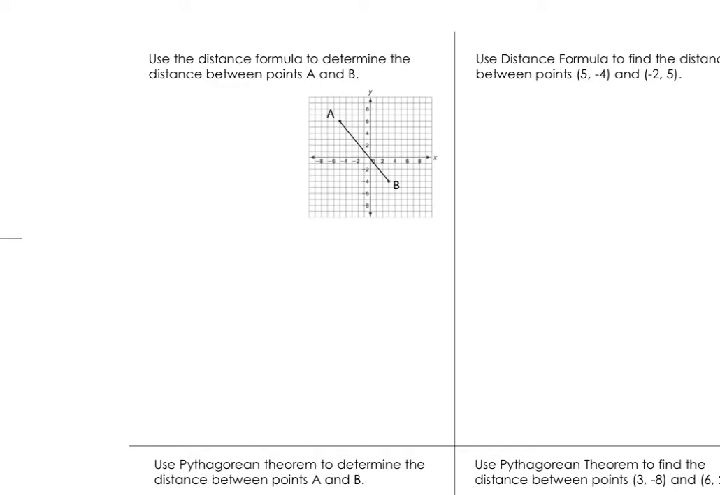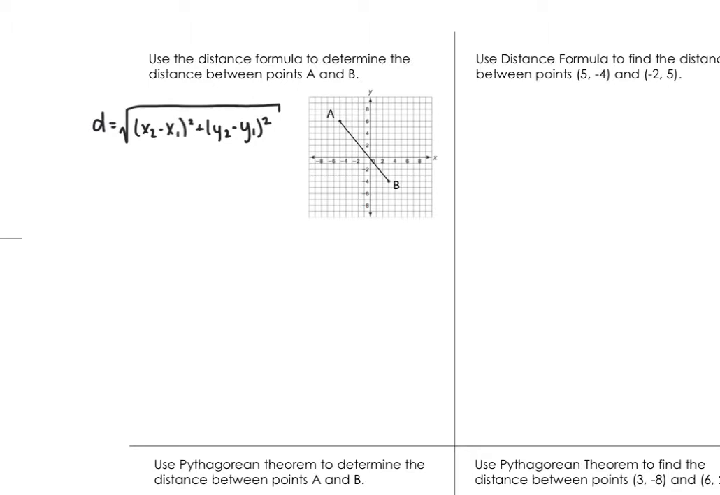Distance formula is a formula that we can use to find the distance between points. If you're going to use this, you do have to memorize it. It's d, which stands for distance, equals the square root of (x2 minus x1) squared plus (y2 minus y1) squared. So the x and y refer to points on a coordinate plane.